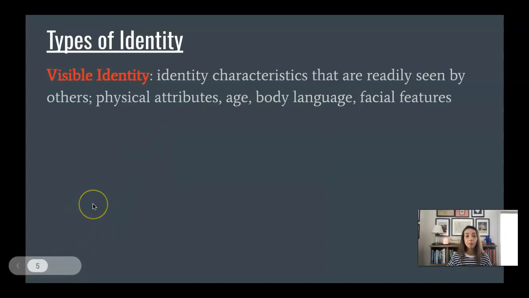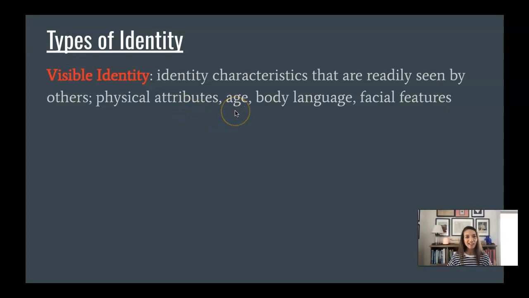All right. Number 3, visible identity. Identity characteristics that are readily seen by others. So things that you can see on the outside, your physical attributes. I have brown hair, brown eyes. You can see those, okay?